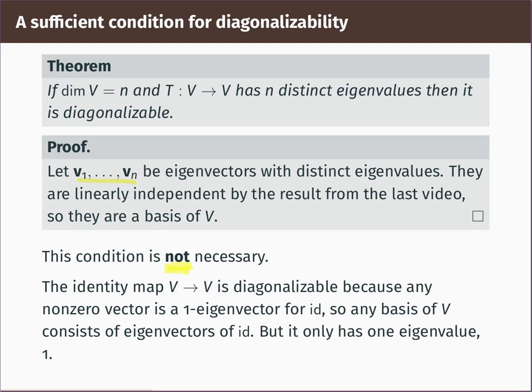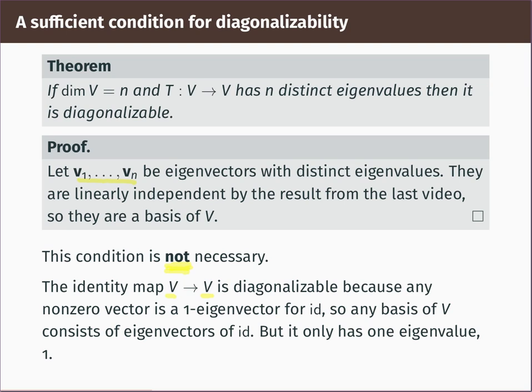Now, it's very important that this condition is not necessary for a linear transformation to be diagonalizable. There are many diagonalizable linear transformations which do not have n distinct eigenvalues. It's very common to say, oh, if a linear transformation is diagonalizable, then it's got to have n distinct eigenvalues. That's completely wrong, and there's a very simple counterexample, which is the identity map from a vector space V to itself. That is always diagonalizable because any non-zero vector is an eigenvector for the identity. So any basis for V consists of eigenvectors for the identity, and therefore the identity map is diagonalizable. But it does not have n distinct eigenvalues, where n is the dimension of V.